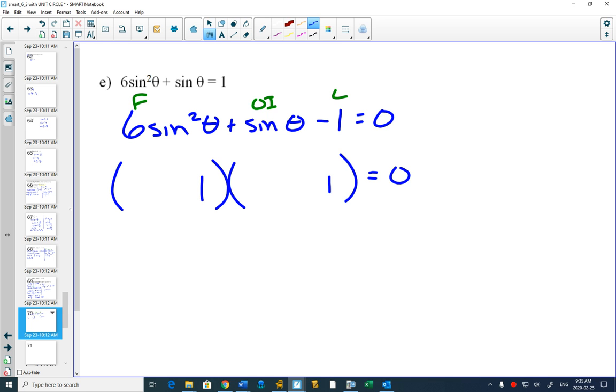And now when I'm thinking about my first one, should I use a 6 and a 1 or a 3 and a 2? Which of those two, when you think about your outside and inside, can make a possible 1, adding and subtracting? It has to be the 3 and the 2. So we write 3 sine theta and 2 sine theta. Now my outside would be 3 and my inside 2. If I need to be a positive 1, I would need my outside to be plus 3, my inside to be minus 2 to get that positive 1.